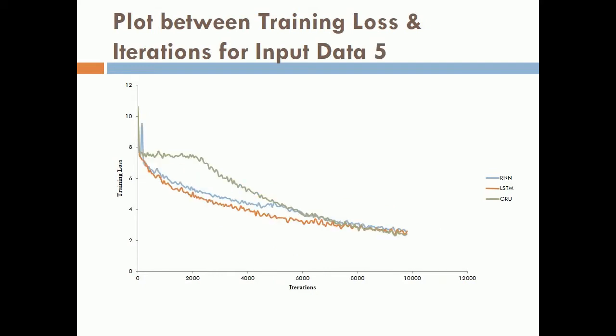Plot between training loss and iterations for input data 5. We can see that training loss is minimum in case of LSTM, then RNN and then GRU. So loss depends on input text data.